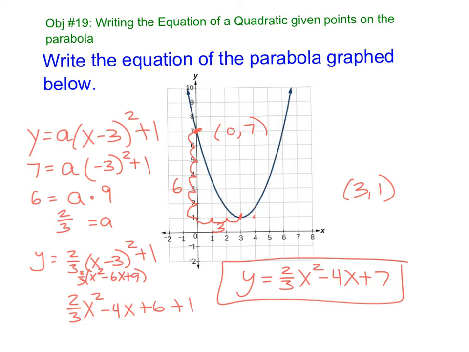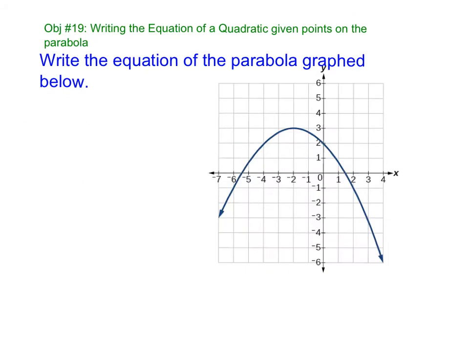So I used my vertex to write in vertex form, and then I put the a in front because I had to figure it out. I plugged in (0, 7) to figure out what my a value was. All right. Again, try it on your own. This one's a little easier, actually.